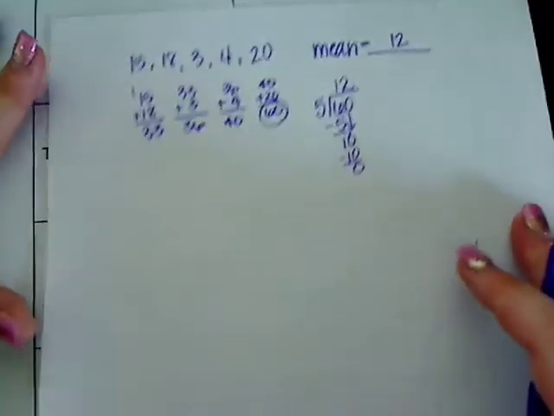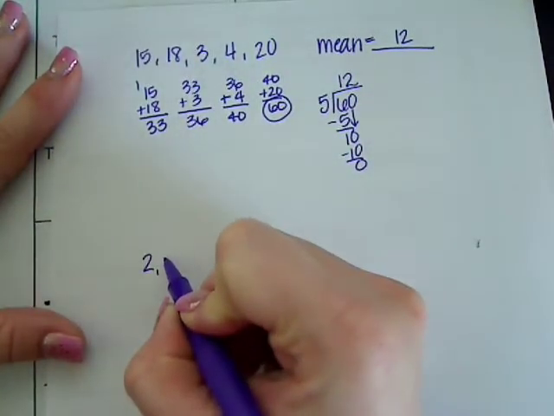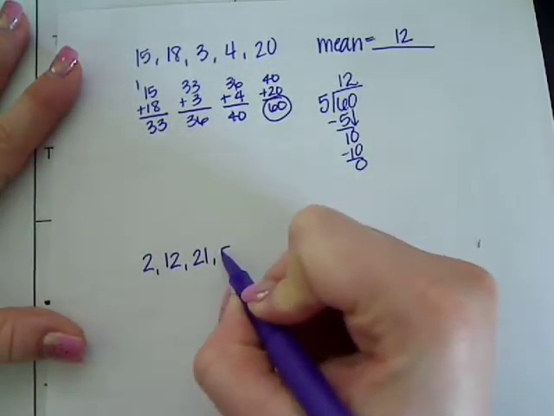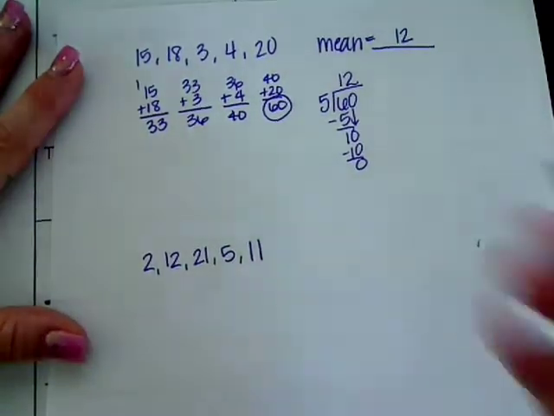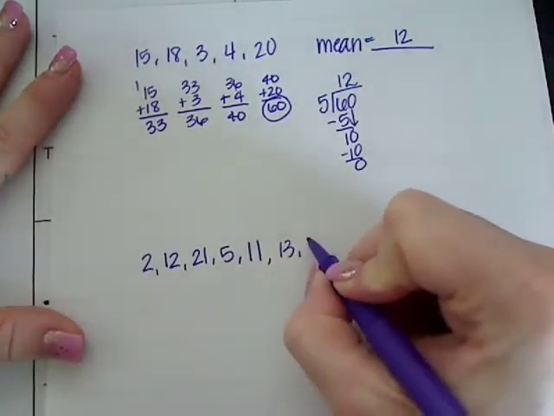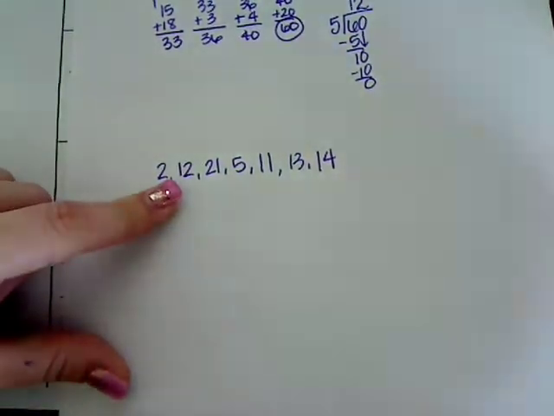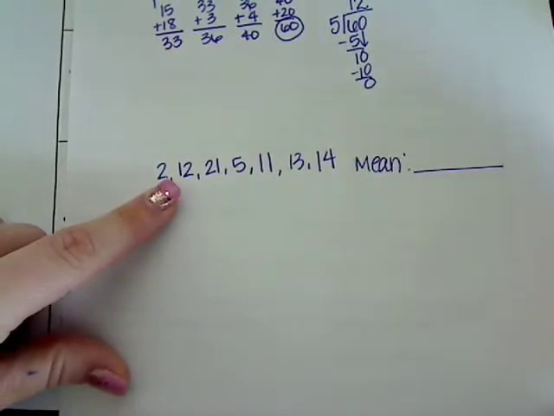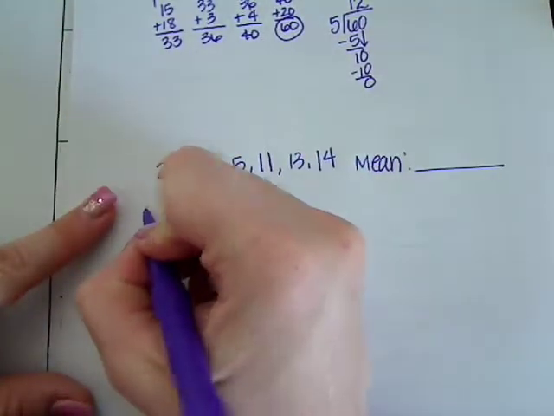Let's try one more. What if I gave you 2, 12, 21, 5, and 11? Let's add 2 more on there. Do 13 and 14. So let's add these numbers up in order to be able to find the mean. Okay, so step 1 is to add all your numbers together. Let's find the total.